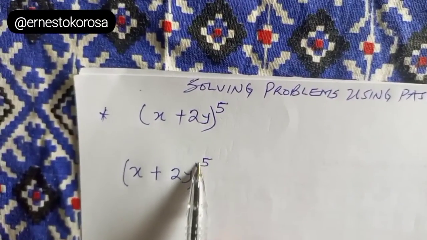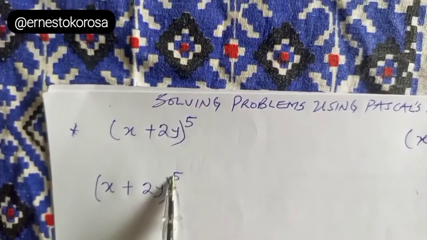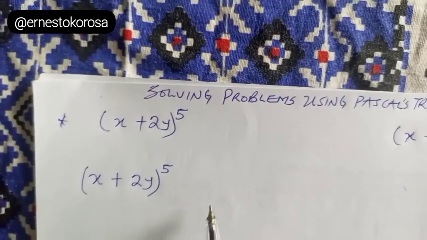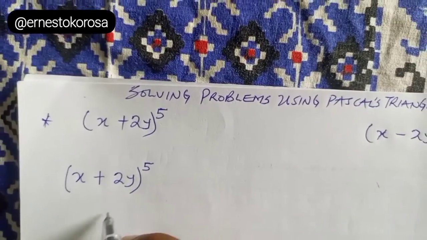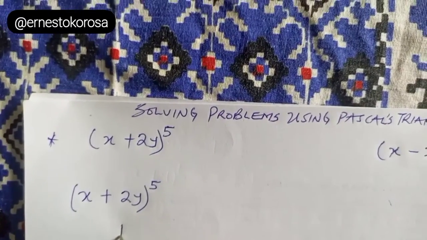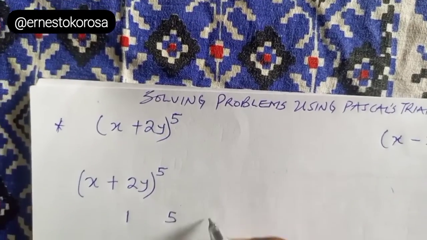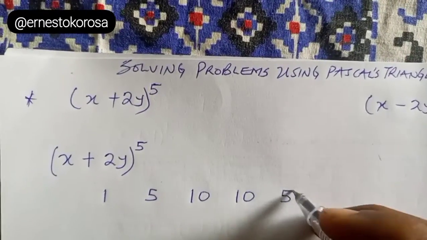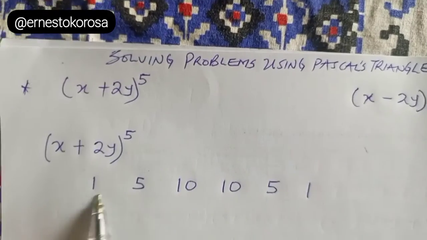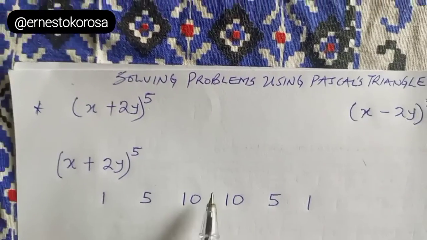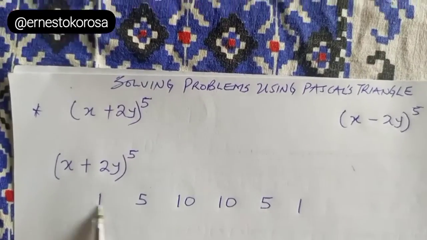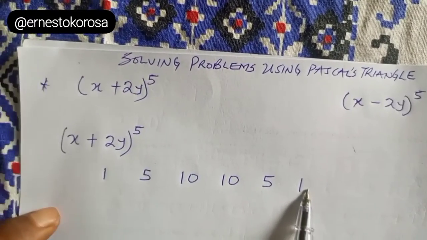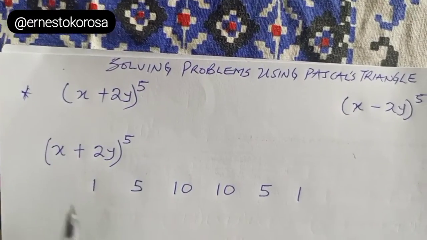Now, let's consider the rule. Let's consider the power. Because we have the fifth power, it simply means that we shall be making use of 1, 5, 10, 10, 5, 1 in solving the problem. These are the coefficients. We shall be using these coefficients to solve the problem. Now, this is how it is done.